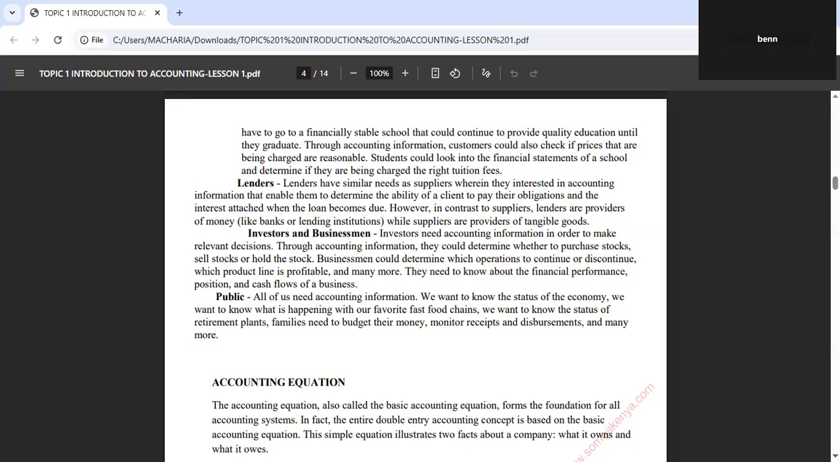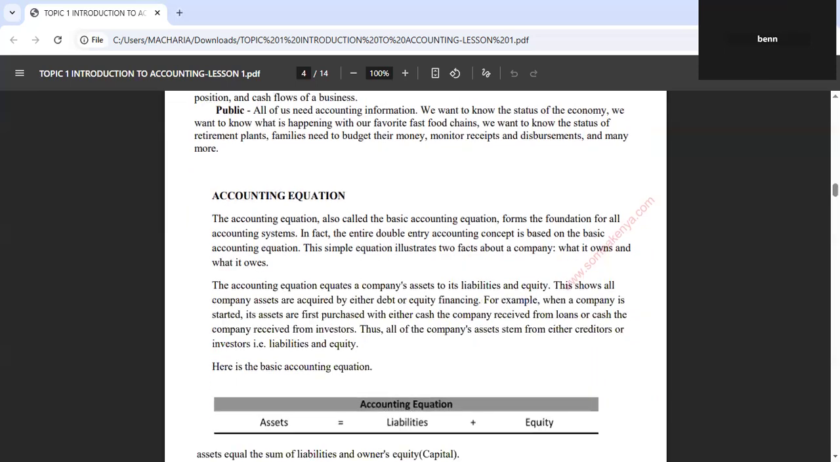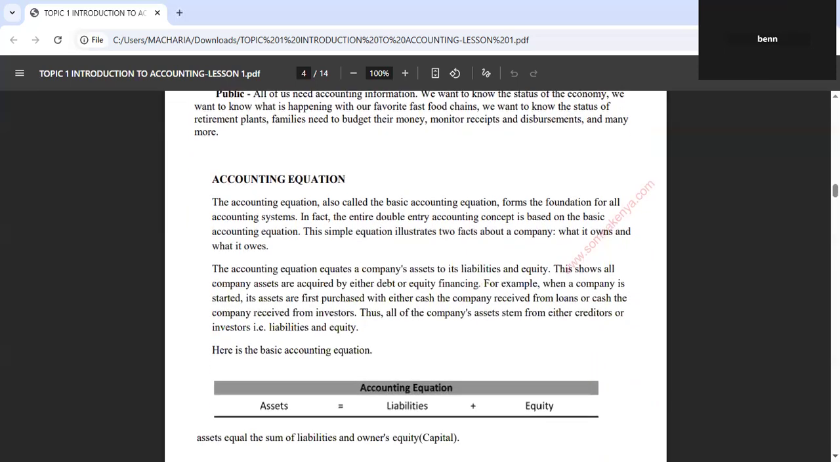And finally, we say that the general public needs this information to know whether our economy is growing. If the economy is doing well, then companies will also do well. If the economy is doing badly, we expect the companies will also feel the same. Because when the economy is doing badly, the purchasing power of the consumer reduces and the companies will make losses.